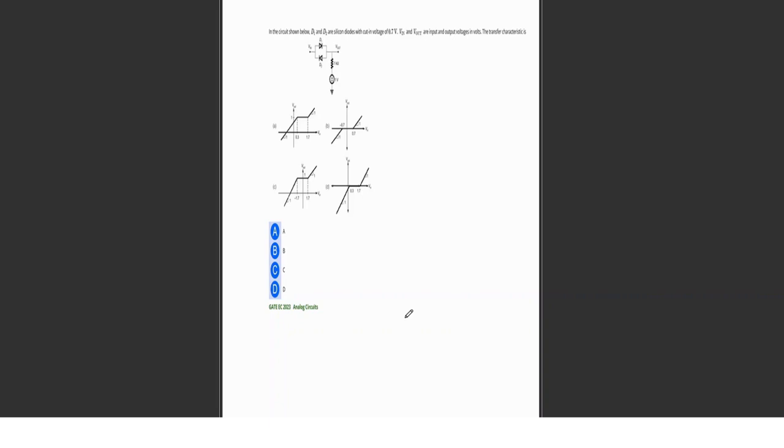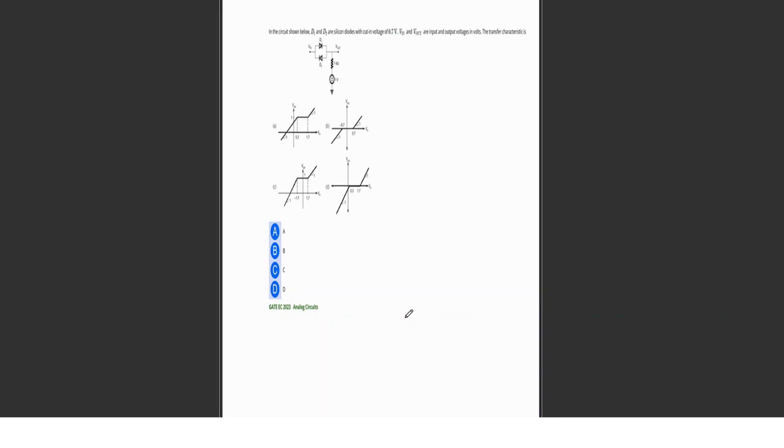This is a problem that appeared in GATE 2023 for 2 marks. It's a multiple choice question. In the circuit shown below, D1 and D2 are silicon diodes and the cut-in voltage is 0.7 volts. V in and V out are input and output voltages in volts. The transfer characteristic is dash. There are 4 options given. We'll have to find out what the transfer characteristic is. The transfer characteristic is a graph that plots V out versus V in.